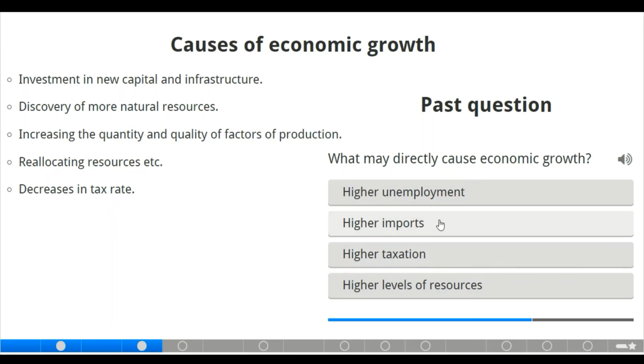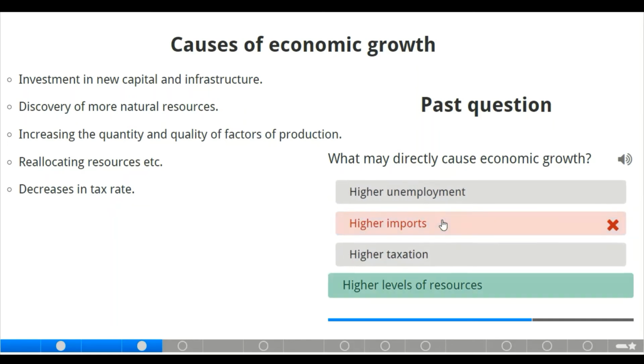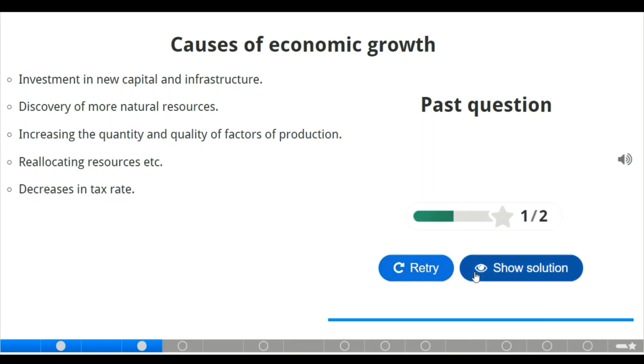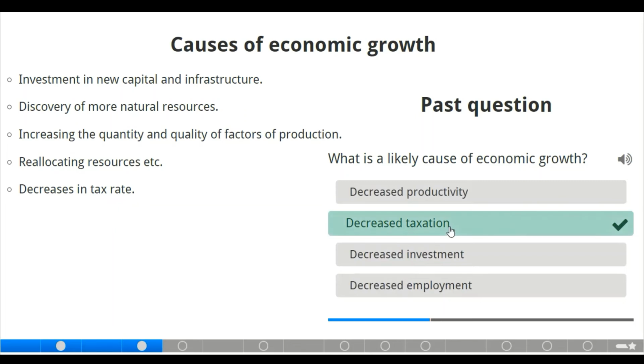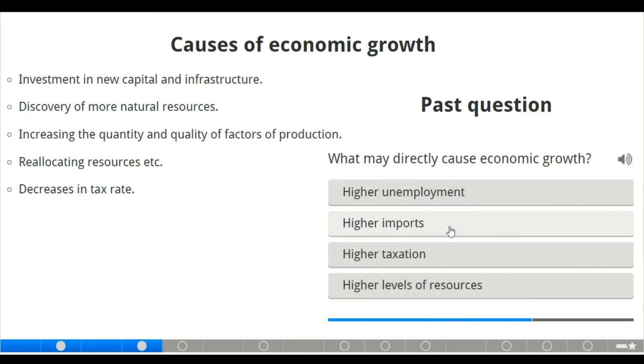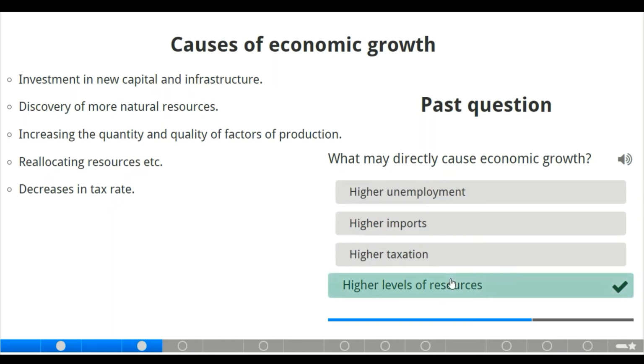resources. Of course, the correct answer here is higher level of resources. Sorry for that, I took that answer intentionally. Now let us retry it. We have decreased production. Of course, decreased taxation, the first answer, is decrease in taxation. Why the second one? Because higher level of resources can cause economic growth, not higher import.